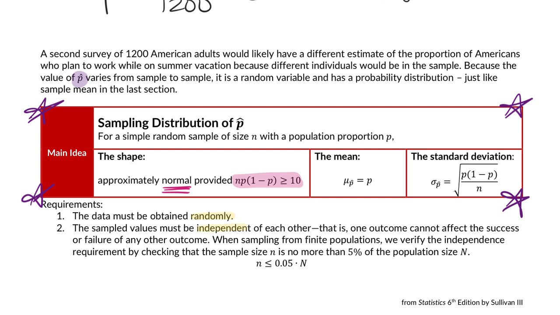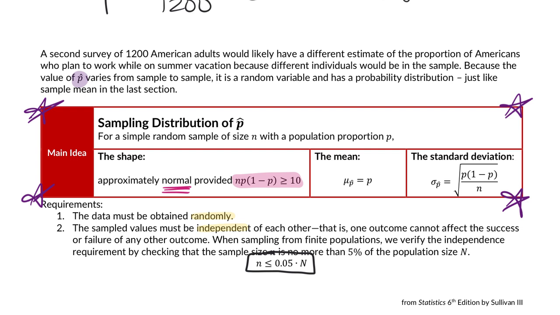That is, one outcome cannot affect the success or failure of any other outcome. But when sampling from finite populations, which means not infinite populations, we verify independence requirements by simply checking that the sample size is no more than 5% of the population size. So you're going to use this formula: the sample size you're working with, n, is less than or equal to 0.05 times the population size.